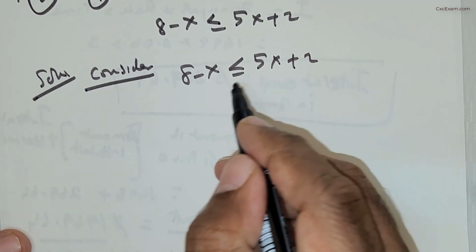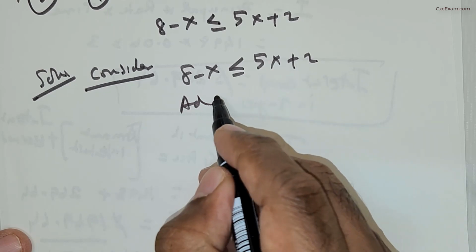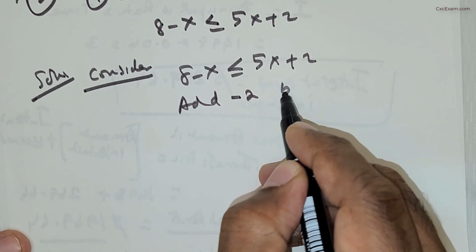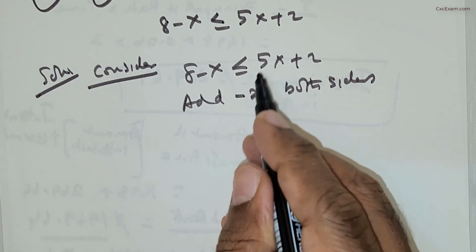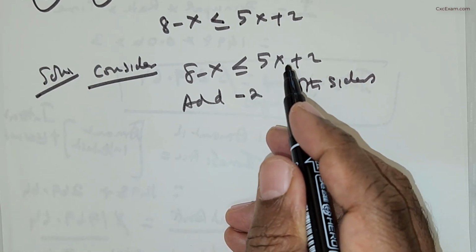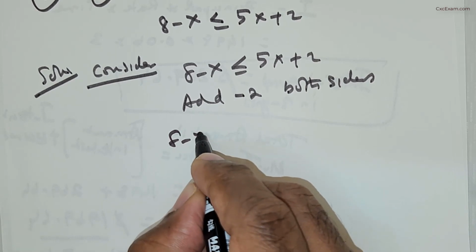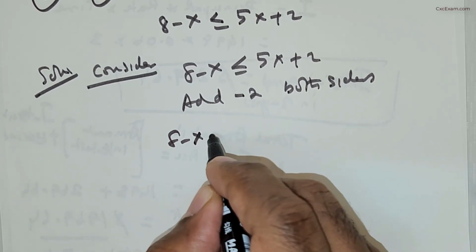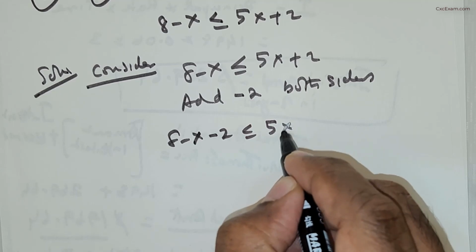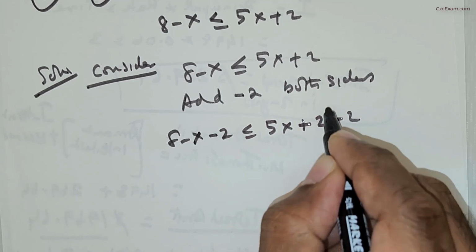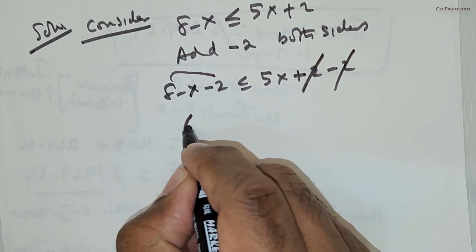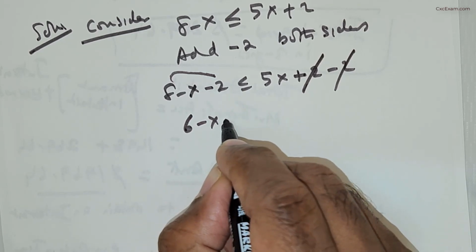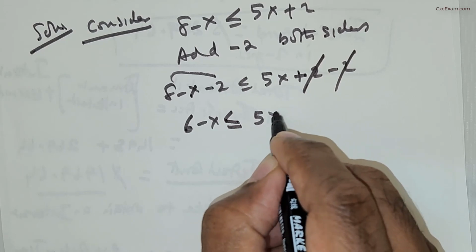Now what I want to do is get rid of this 2. So add negative 2 to both sides, because I want only the 5x term on the right side. So I'm going to add negative 2 to both sides. So positive 2 and negative 2 go off. Over here 8 negative 2 will give me 6, followed by negative x is less than or equal to 5x.